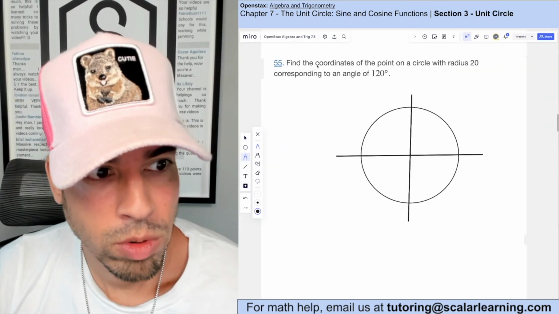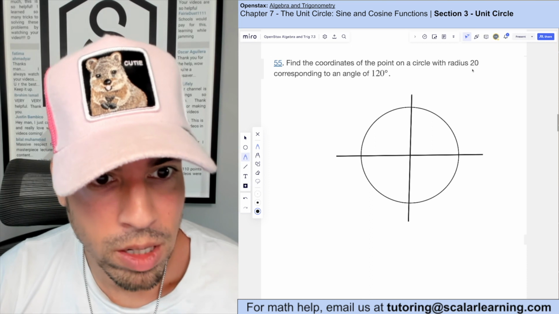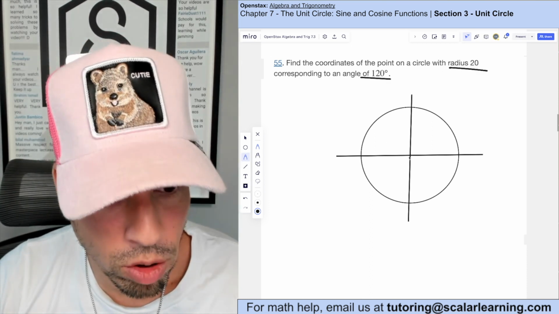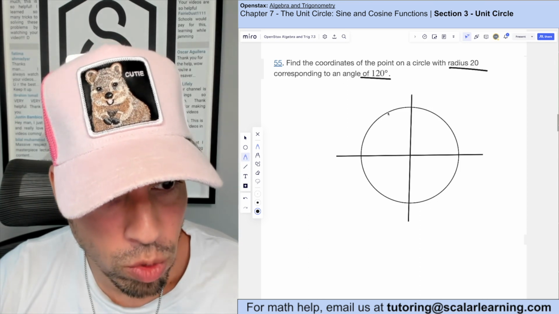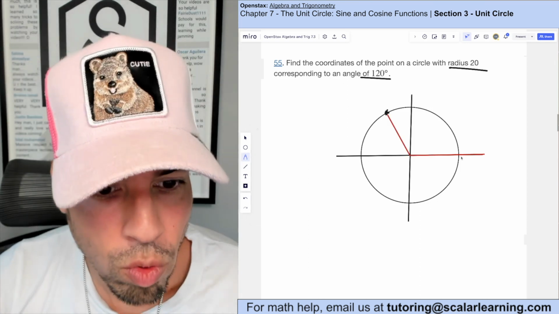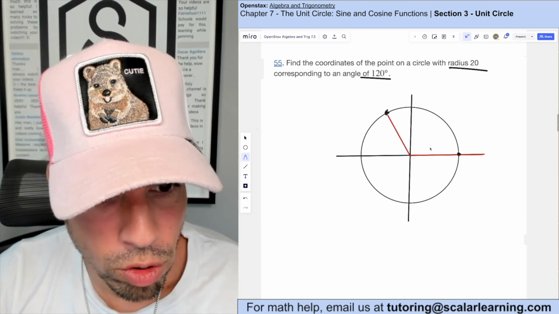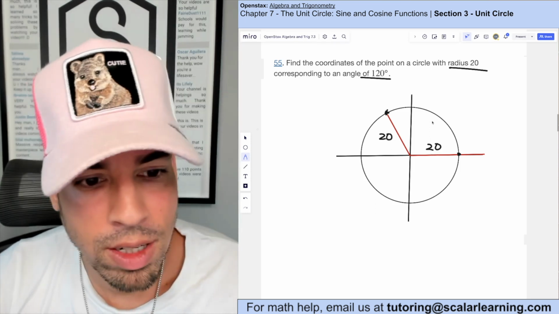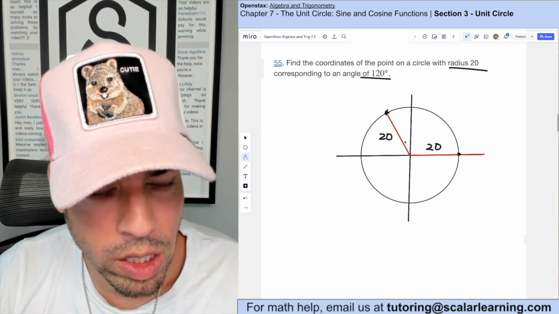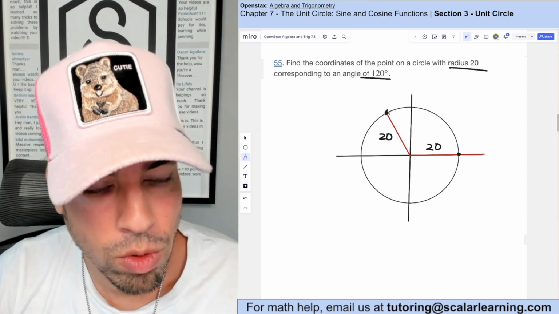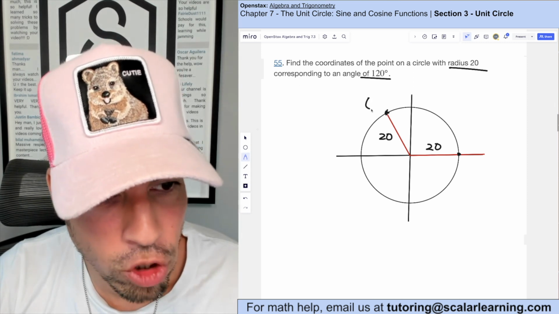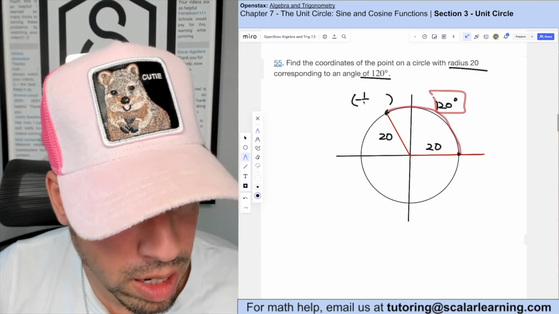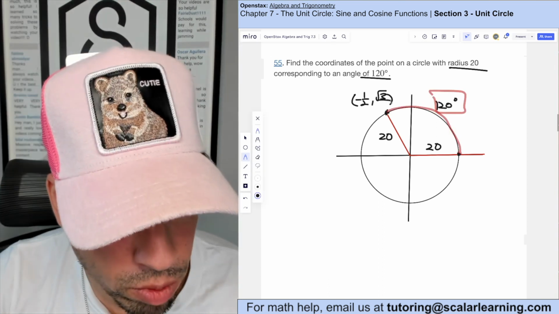Done. So this one says find the coordinates of the point on a circle with radius 20 and corresponding angle of 120. First of all, this would be 90, and 120 would be right around here. Normally the radius of a unit circle is 1, but now they're saying the radius is 20. The nice thing we can do is take the original coordinates of the unit circle at 120 degrees, which would be negative 1/2 and radical 3 over 2.